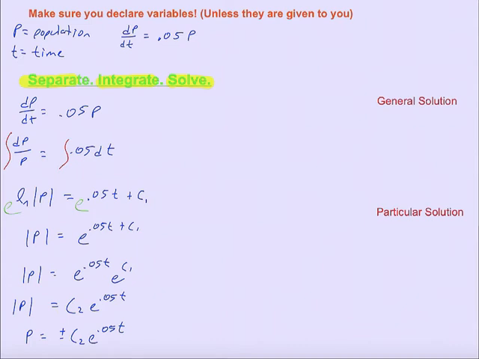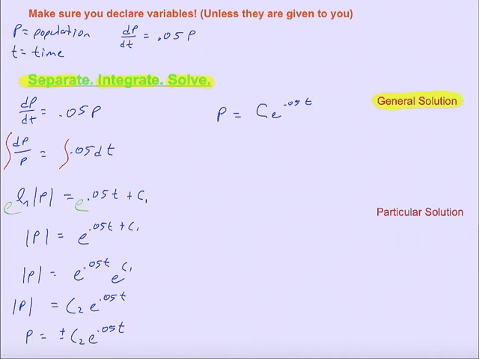And to be honest, even if we find out later in another situation that it would be a negative number, I can just call it another constant. Because positive C2, negative C2, whichever one it is, it's just some constant I don't know. So what I'm going to do is drop that plus or minus, and this is going to be my final constant, so I'm just going to call it C, e to the 0.05t. And this is what we call the general solution of the differential equation.